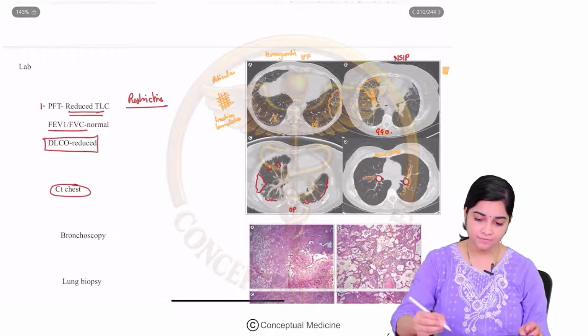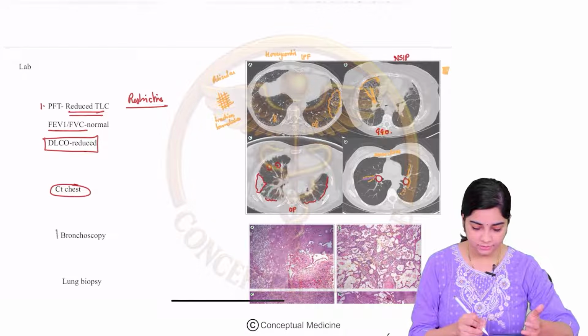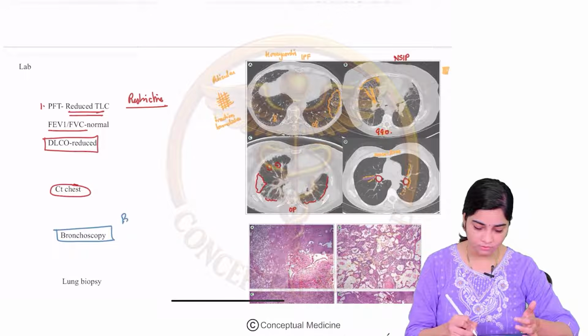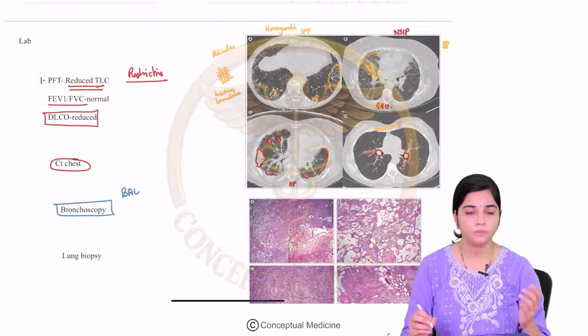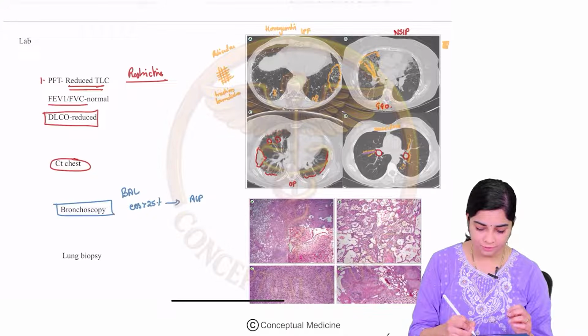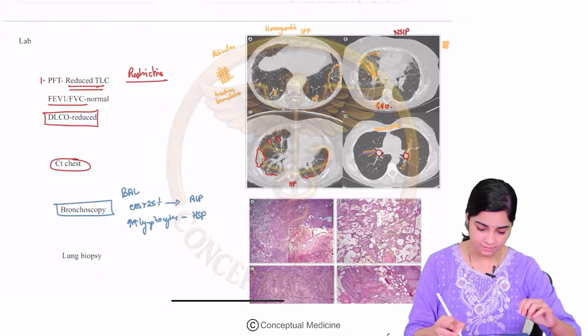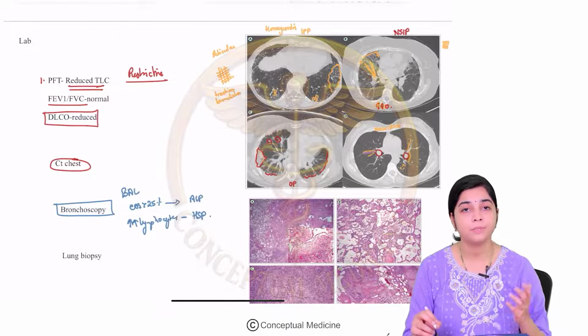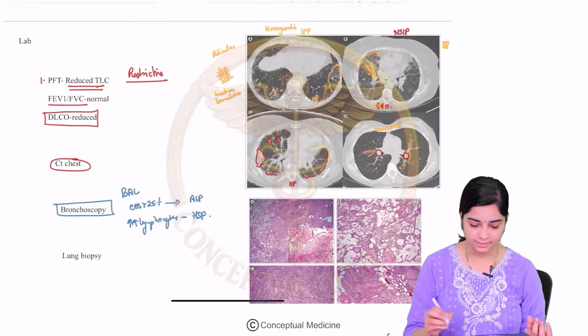Then, what is the next investigation which you can do if you are still in doubt and you want to rule out what is the cause of ILD? You can do a bronchoscopy and a bronchoalveolar lavage. So if you do a bronchoscopy and a bronchoalveolar lavage, what are you going to find? You can find eosinophils more than 25%. Then what is it? It is going to be an acute interstitial pneumonia. Similarly, if you find predominant lymphocytes, then what can it be? It can be a hypersensitivity pneumonitis, right? So bronchoscopy can help in ruling out infections, and in certain cases it can also help you to diagnose what type of ILD it can be.